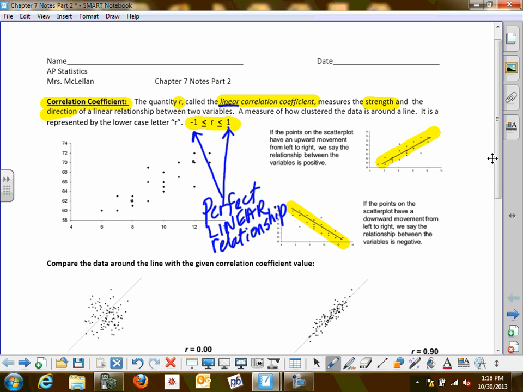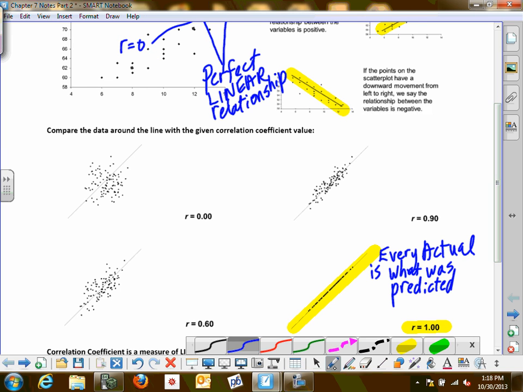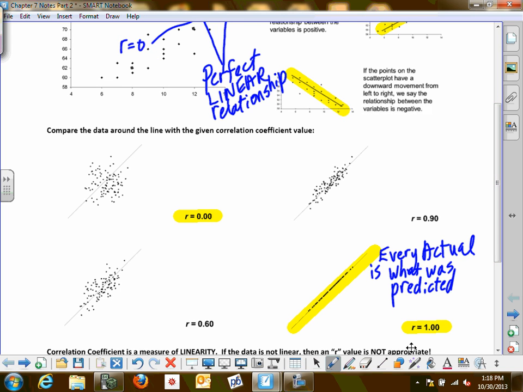Now, if we have an R value that is 0, then that means that there is, and I'm going to actually show that down here. Go ahead and write it on the picture. When we have an R value that is 0, that means that there is no linear relationship. Do you see how those dots are really quite scattered around that line? And I could probably put that line anywhere and it would look just as fine with any of those data. That data does not appear to have a linear relationship. Okay?